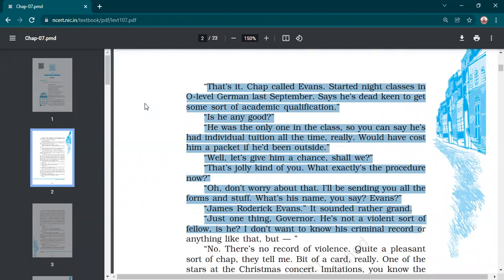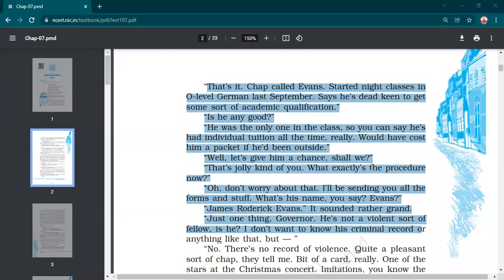That chap called Evans started night classes in O-level German last September. Says he's dead keen to get some sort of academic qualification. Is he any good? He was the only one in the class, so you can say he's had individual tuition all the time. Really, would have cost him a packet if he would be outside.